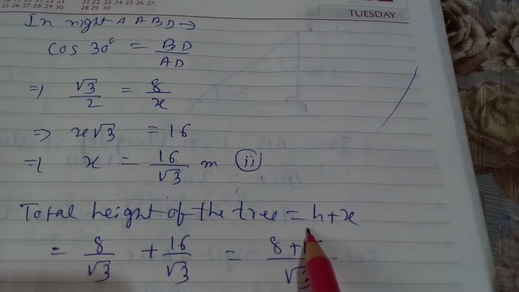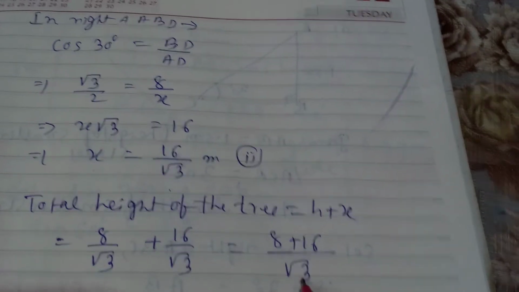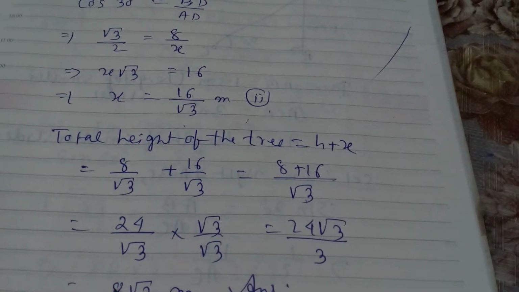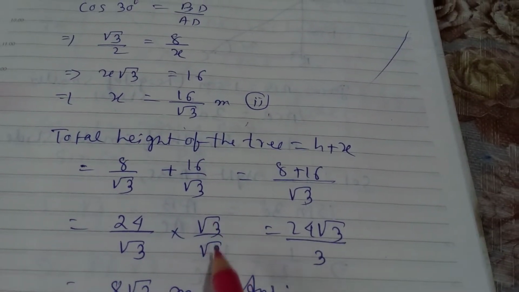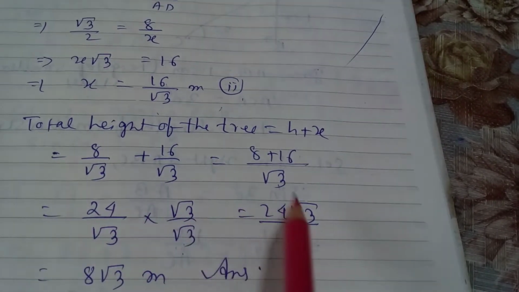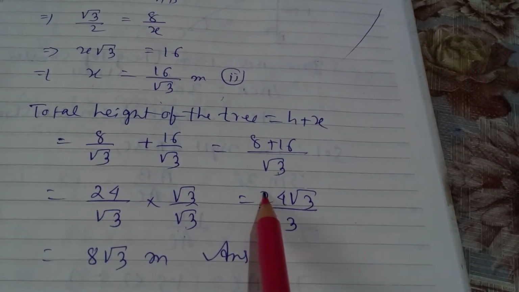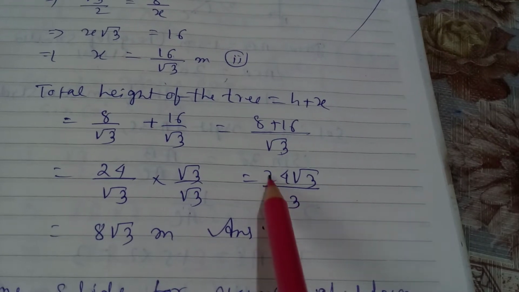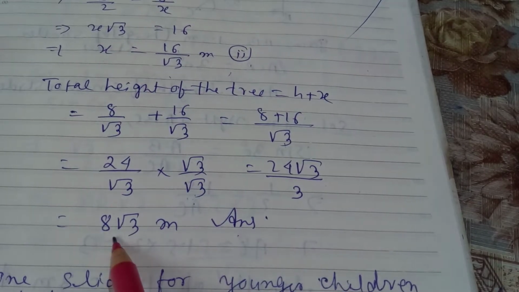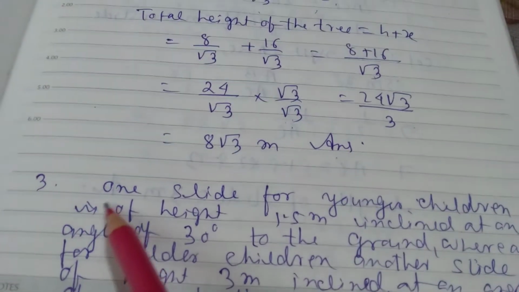So total height of the tree equal to H plus X. So 8 by root 3 plus 16 by root 3. Root 3 is the common denominator and 8 plus 16, that is 24 by root 3. To rationalize the denominator, numerator and denominator are multiplied by root 3. So 24 root 3 by 3. 24 is divisible by 3, so it is 3 eights are 24. 8 root 3 meter. So the height of the total tree is 8 root 3 meter. Answer. Now next question.